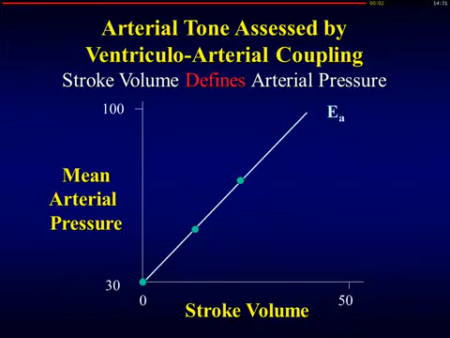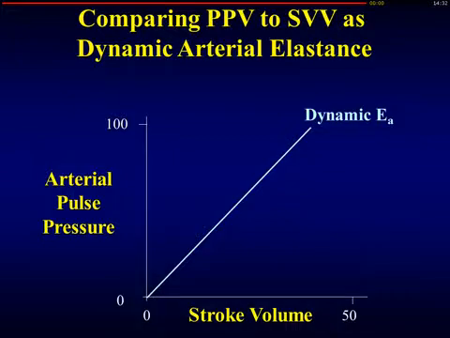The slope of this line is called arterial elastance, and it's the beat-to-beat relationship between arterial tone and contractility. So, if I were to look at it from not mean arterial pressure, but pulse pressure, I can look at dynamic elastance. And let's assume that I have a given stroke volume and a given arterial pressure. And for the same stroke volume, my arterial pulse pressure is less. I must have a decrease in tone.